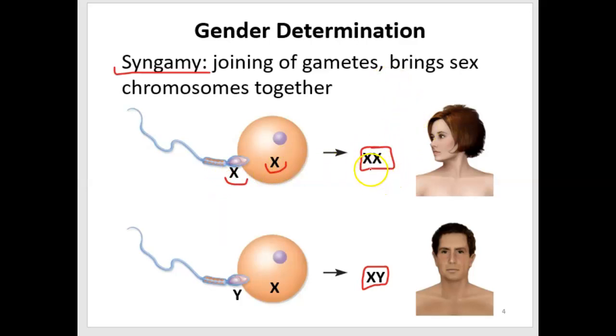So notice that the only type of sex chromosome that a female can donate is an X, whereas a male can donate either an X or a Y to the gamete. So really it's males that determine the gender of offspring.